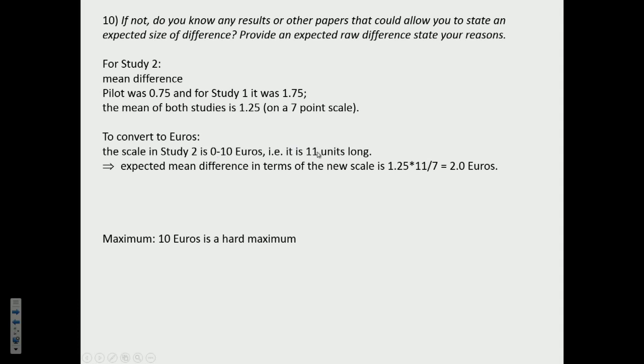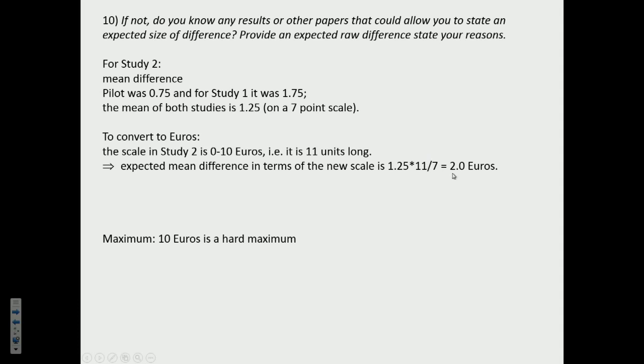This was a 1 to 7 scale, so it had 7 scale points. So I'll simply scale up by that ratio, 11 to 7. You could do it other ways, but this just strikes me as the simplest way of getting a difference on the two scales. We don't really know if the scales will behave in the same way, but in the absence of any other information about this, this would be one way of calibrating. And that leads to a difference of 2 euros.